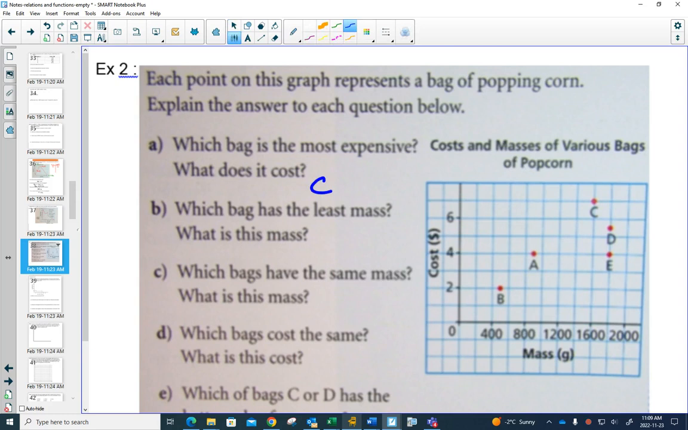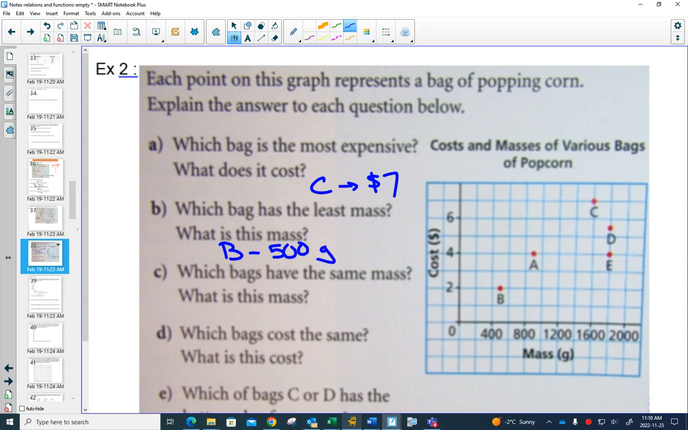How much does it cost? $7. Okay. Which bag has the least mass? Which one's the lightest? B. How much does it weigh? Probably about 500 grams.